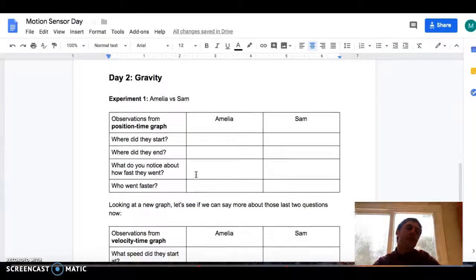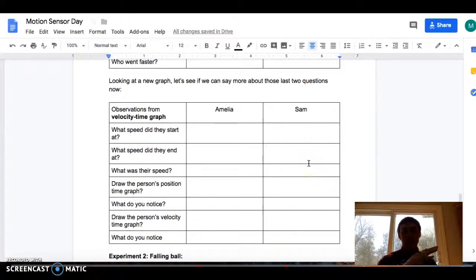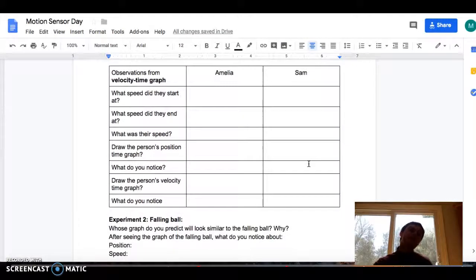In day 2, we're going to be introducing gravity, and how I'm going to do that is have Amelia and Sam, for instance, move away from the motion sensor. Amelia will go at a constant rate, and Sam will go, I'm going to tell him to slowly speed up away from the motion sensor. Go through all these questions, and we're going to see things. And down here in this table, I'm going to have them draw the person's graph, sketch it out. How does the graph look? For Amelia, it's going to be a straight line, a constant rate of change. For Sam, it'll be increasing, where the velocity is not constant.